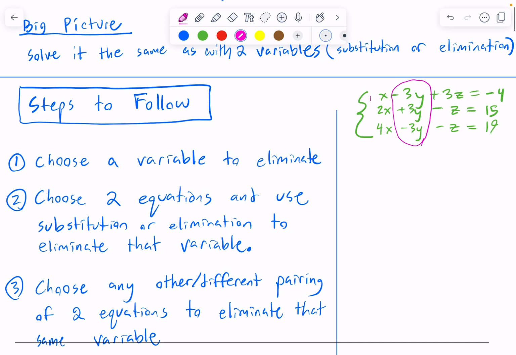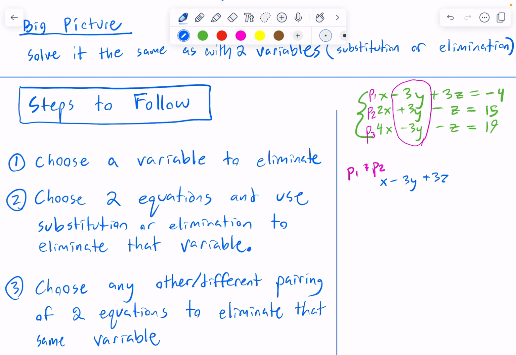All right, so I'm going to call these P1, P2, and P3, just so I can refer to them. So I'm going to choose any 2. I don't want to choose 1 and 3 because then I'd have to change the sign or subtract. So I'm just going to do P1 and P2. Okay, so here's P1 and P2, and I want to eliminate the y. So it's going to look like x minus 3y plus 3z equals -4. And I'm going to add that to 2x plus 3y minus z equals 15. So if we add those together, these cancel, and we get 3x plus 2z equals 11.